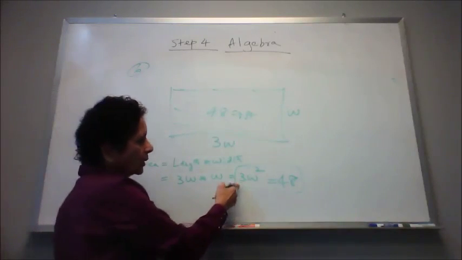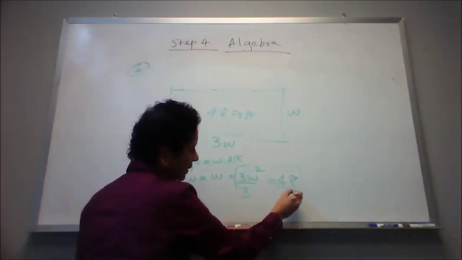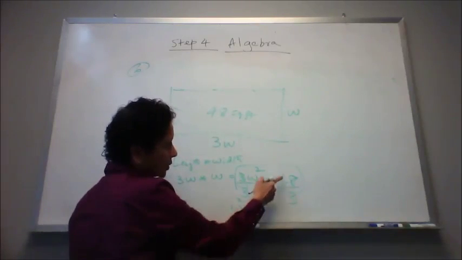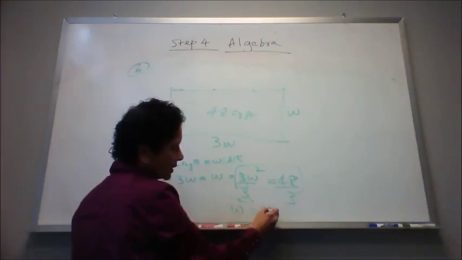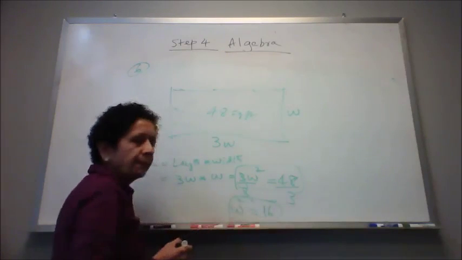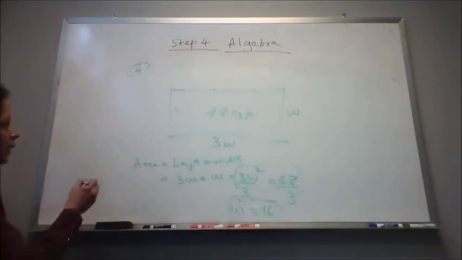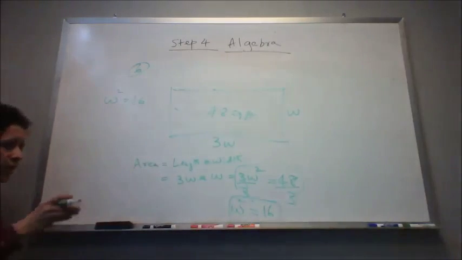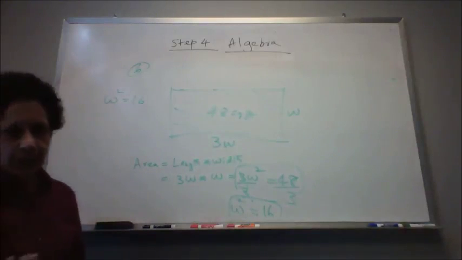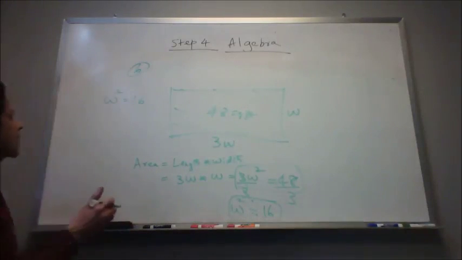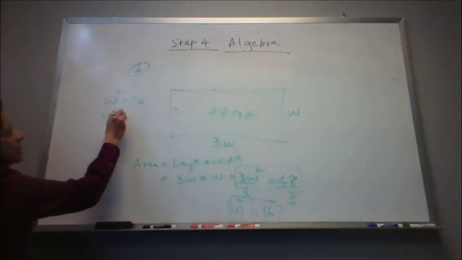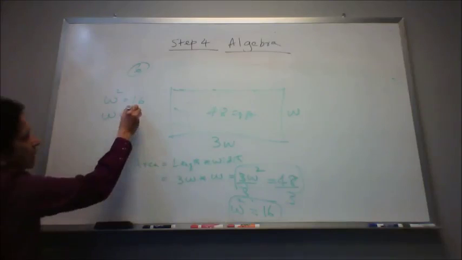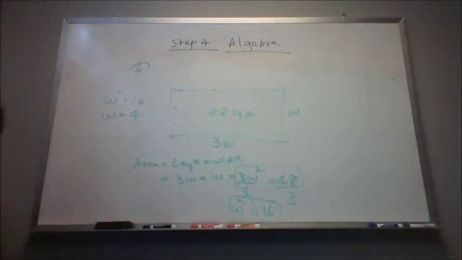So I don't want the 3, I divide by 3. So this gets canceled, so I have W squared equals 48 over 3, that's 16. Okay? So now what we got is W squared equal to 16. So W times W is 16, that's what that means, okay? So then W is, 4 times 4 is 16, right? So W is square root of 16, that's 4.